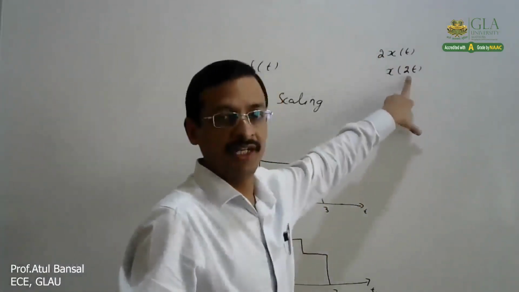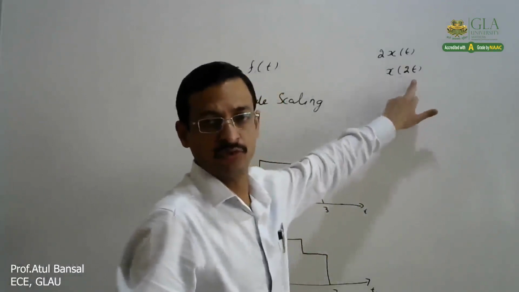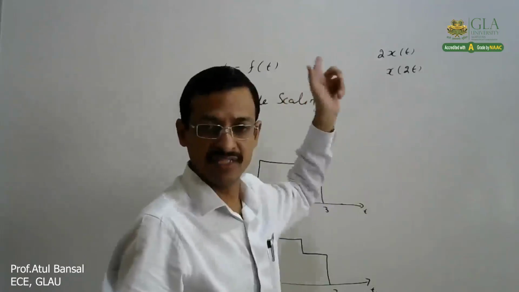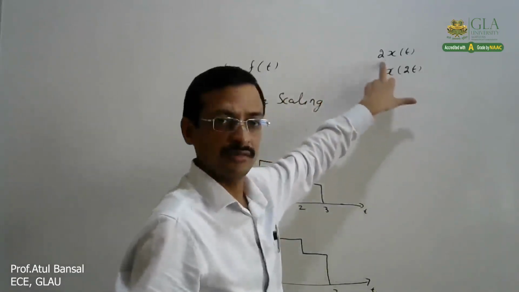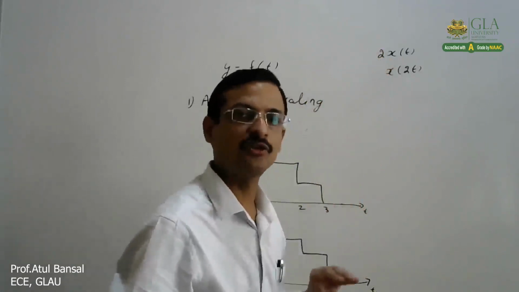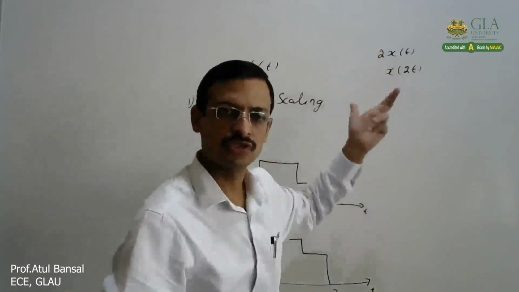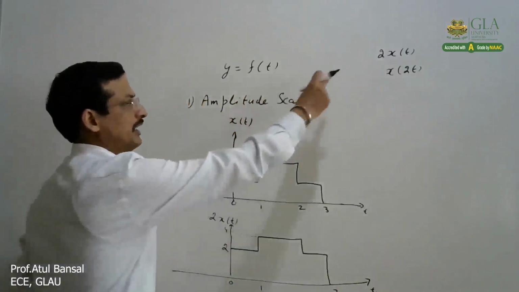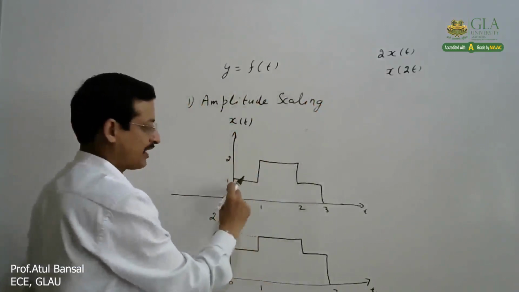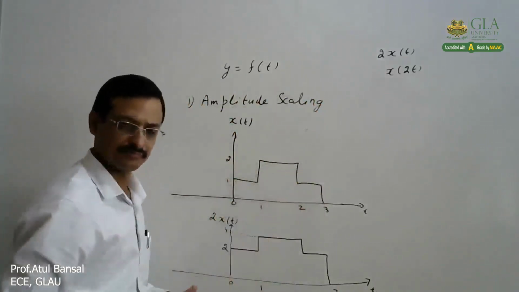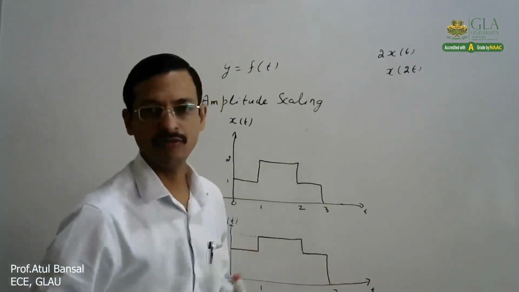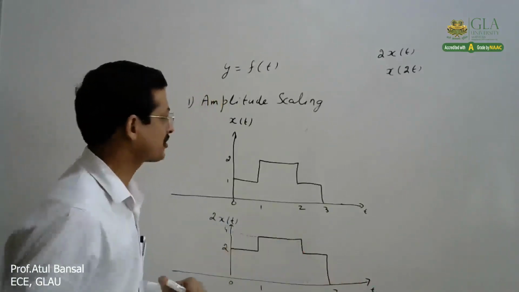This is a transformation on the independent variable, x(2t). Here the signal will get compressed because a is greater than 1, as we discussed in the last video. But here the signal will neither compress nor expand, but its magnitude will get multiplied. In the same way it can be 1/2 x(t), then this magnitude will get halved. So 1 will become 0.5, 2 will become 1, like that. It can be any constant, but it will be at every instant of time. This is for continuous time signal.